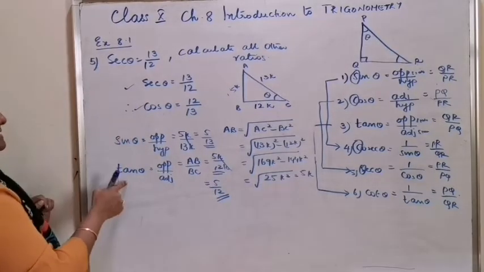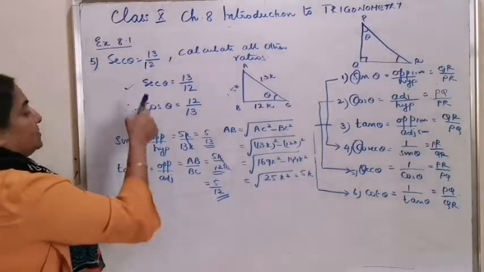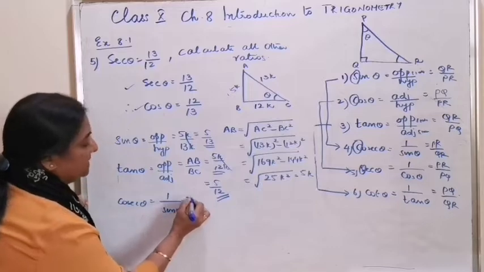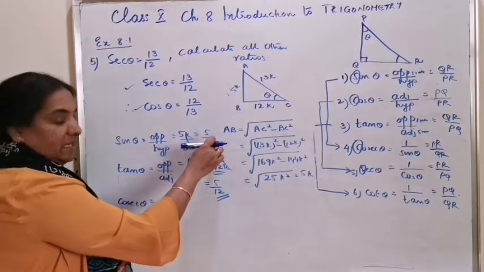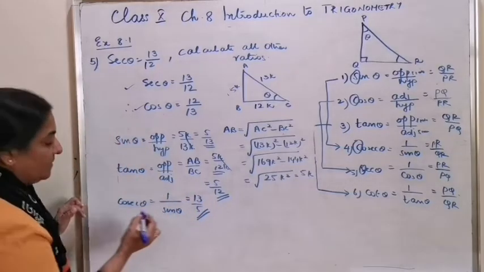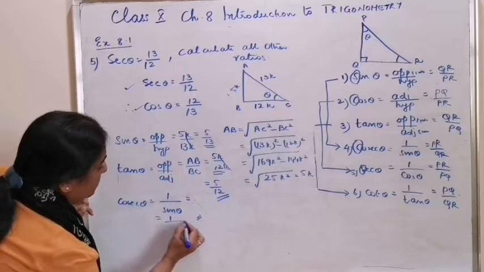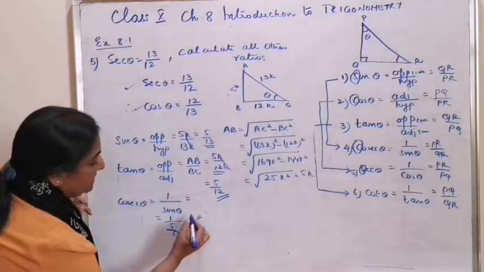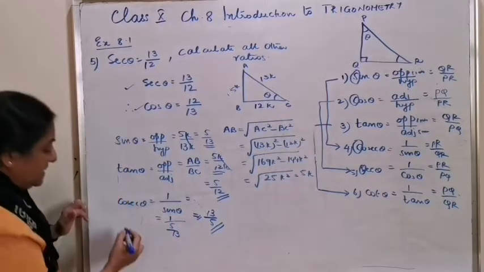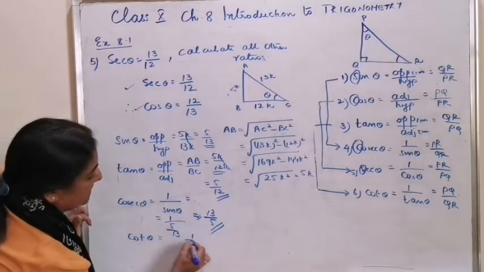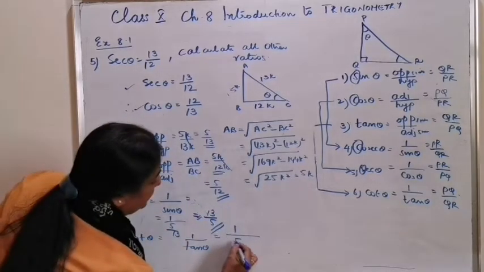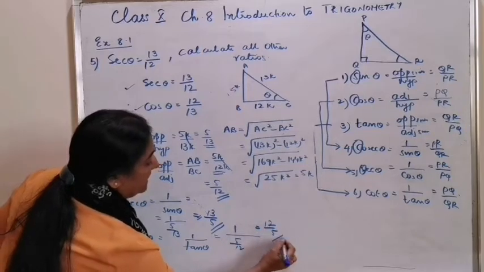Sine, cos, tan. Then cosec. Cosec theta is 1 by sine theta. Sine theta value is 5 by 13. Therefore, cosec theta will be 13 by 5. Or you can write one more step here as 1 by 5 by 13, which is equal to 13 by 5. Cosec, and then cot theta. Cot theta is the same as 1 by tan theta. 1 by tan theta is 1 by 5 by 12, or 12 by 5.